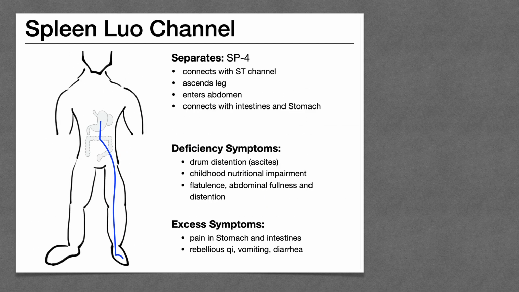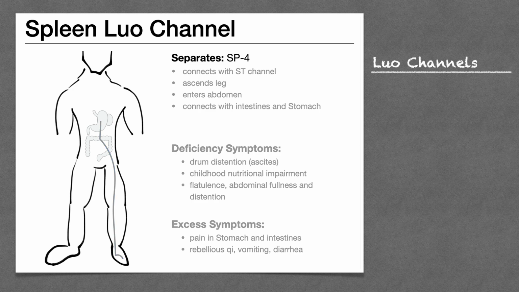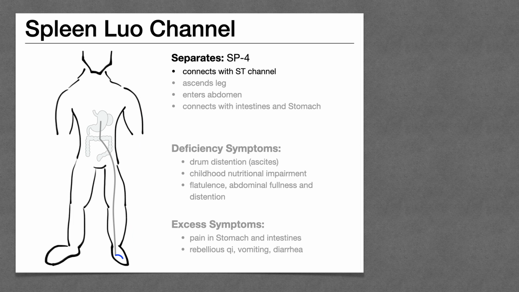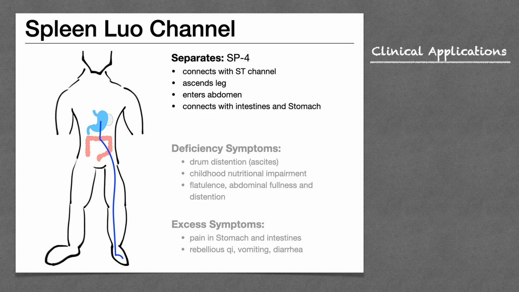So next, we look at the luo connecting channel. Remember, all luo connecting channels start at the luo connecting point, so the spleen luo channel starts at spleen 4, and all luo connecting channels connect to their yin-yang paired channel, so the spleen luo channel connects to the stomach channel. The channel also ascends the leg and enters the abdomen, and along the way, it connects to the intestines and the stomach. And this is something to pay attention to because not a lot of luo connecting channels enter organs. So clinically, the things we can treat with the luo connecting channel have a lot to do with the stomach and intestines, things like stomach pain, intestinal pain, vomiting, and diarrhea.